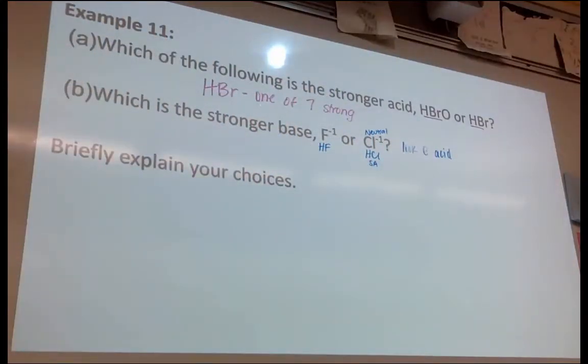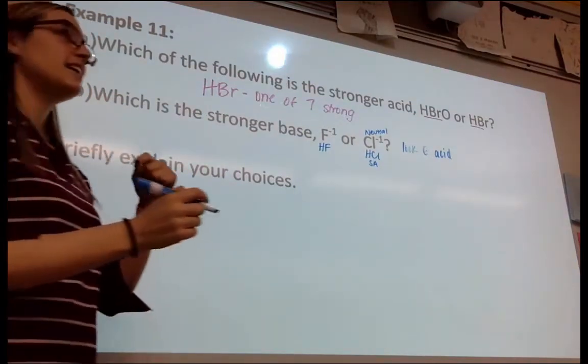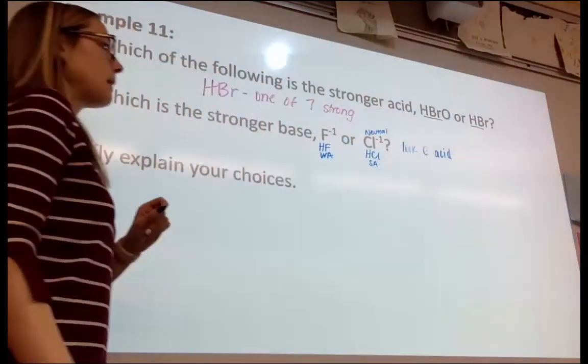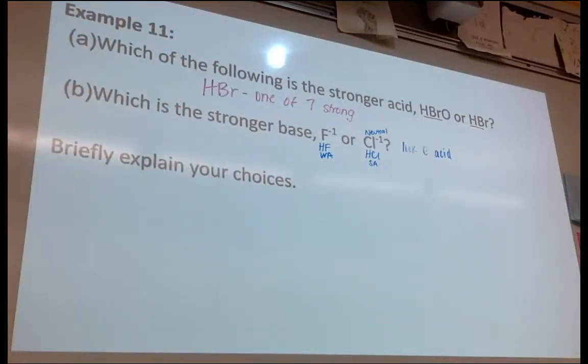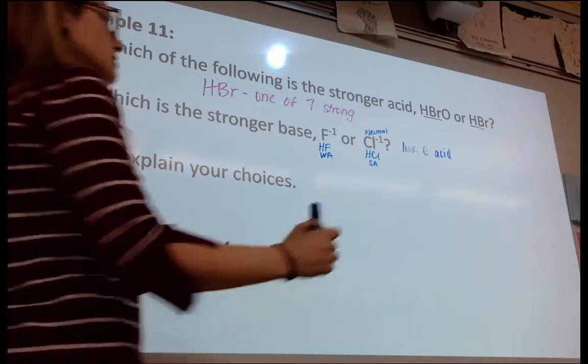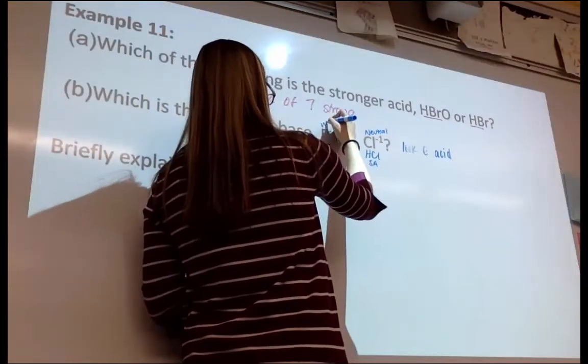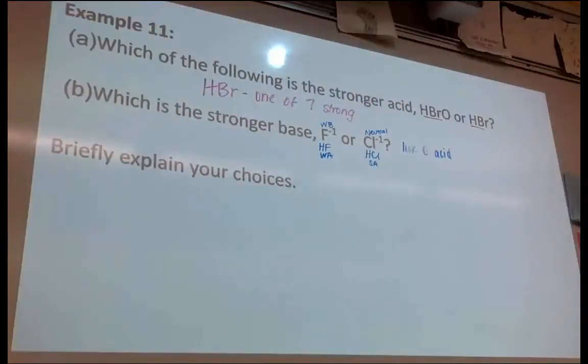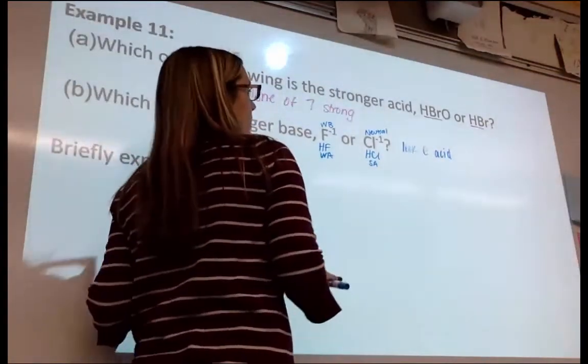HF, I put HF on here because year after year people make the same mistake. HF is a weak acid. If HF is a weak acid, what does that mean about its conjugate base? Remember, you have one of 2 pairs, strong and neutral or weak and weak. So since HF is a weak acid, that means that F minus is a weak base.